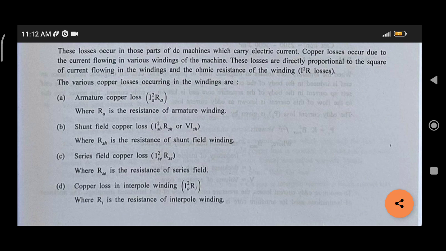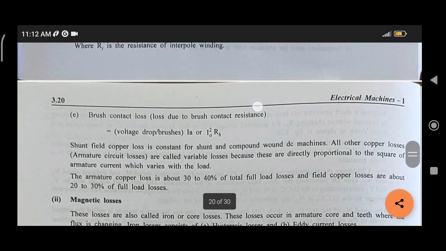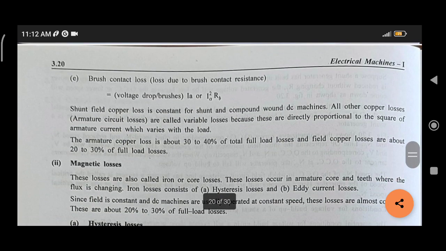Then if our motor contains a series winding, then in the series winding we also observe copper loss. And the last one is copper loss in the interpole. If we introduce any interpole for avoiding flux linkage or anything, then in that condition we also observe copper loss there. Then we also have brush contact loss.